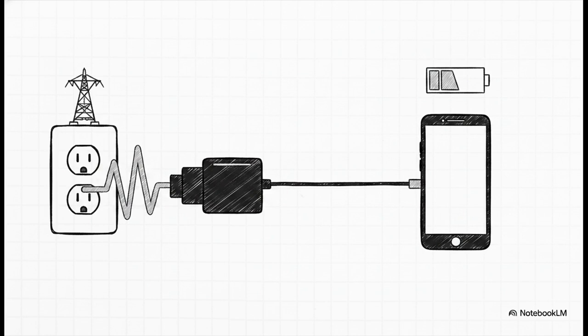But DC is absolutely essential for storing energy in batteries, running the delicate internal circuitry of your laptop, and powering LED lighting. That is exactly why your laptop or phone charger has that bulky little block on it. It's a rectifier, actively converting the wall's AC wave into the smooth DC line your battery needs.